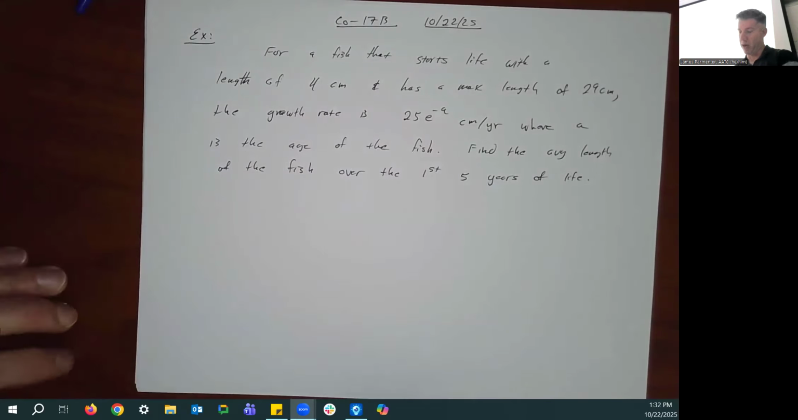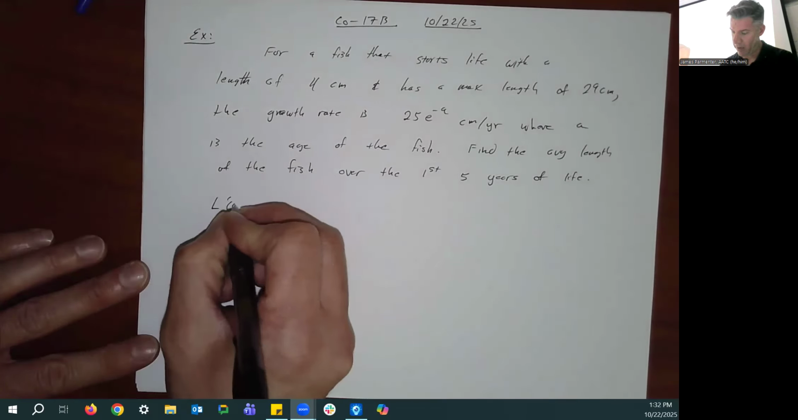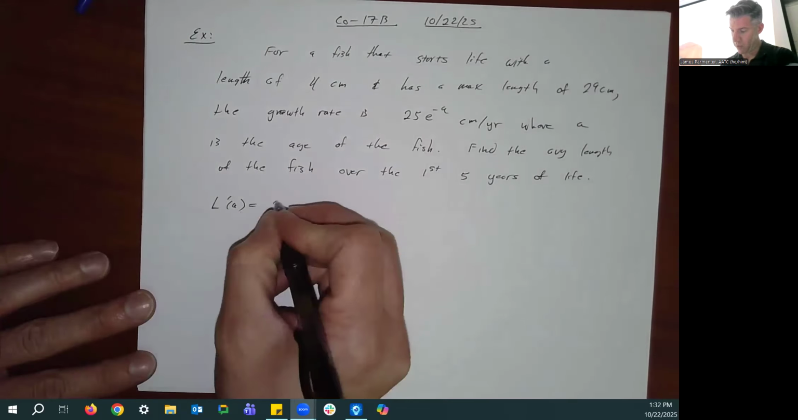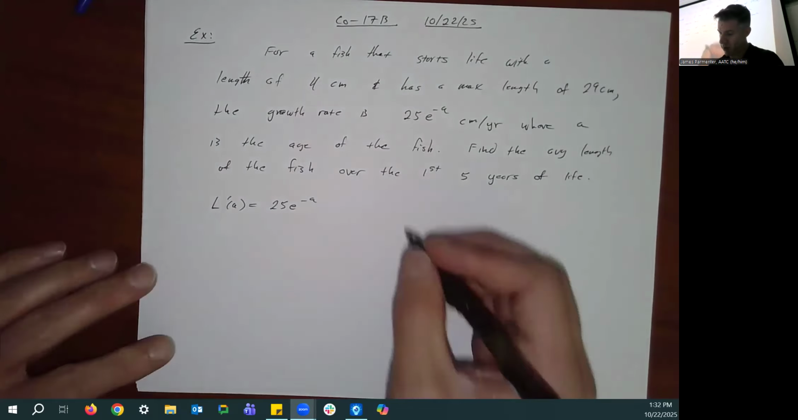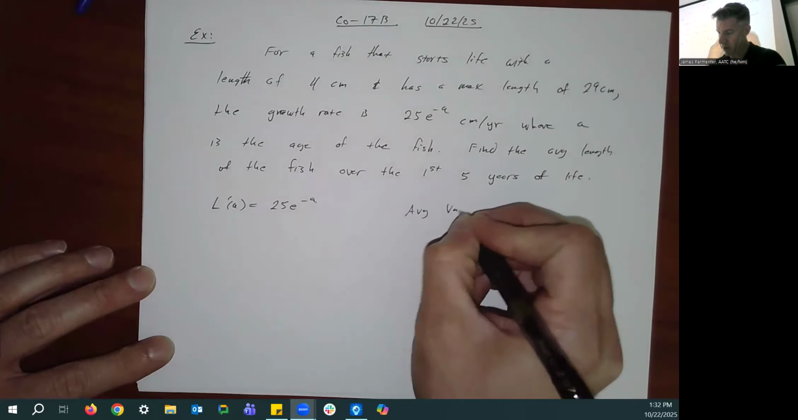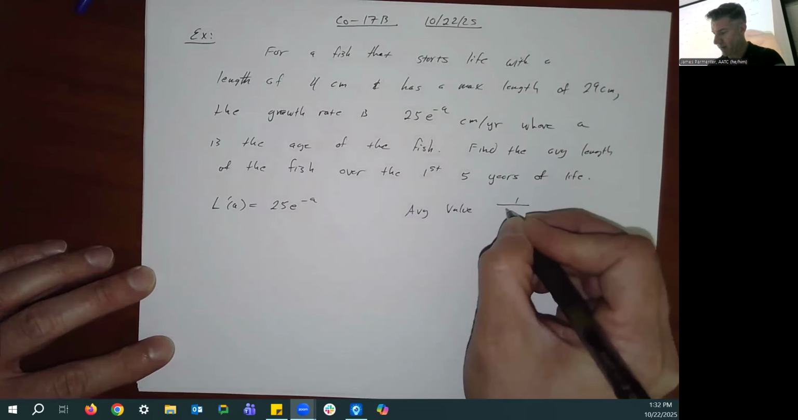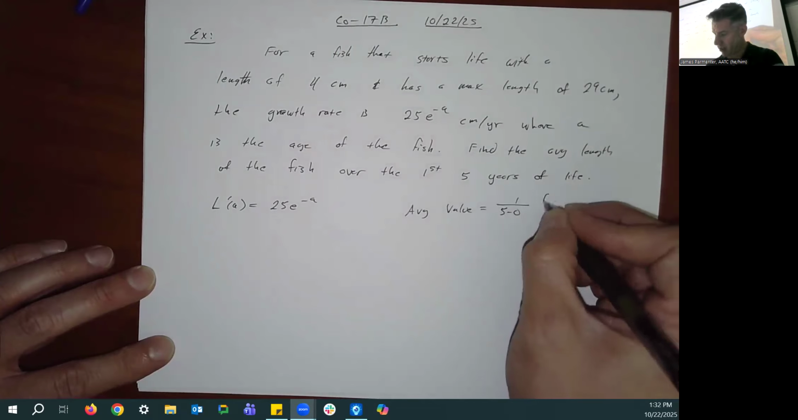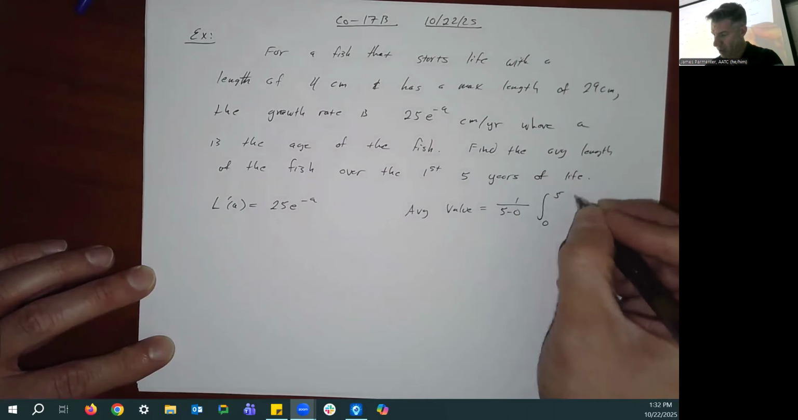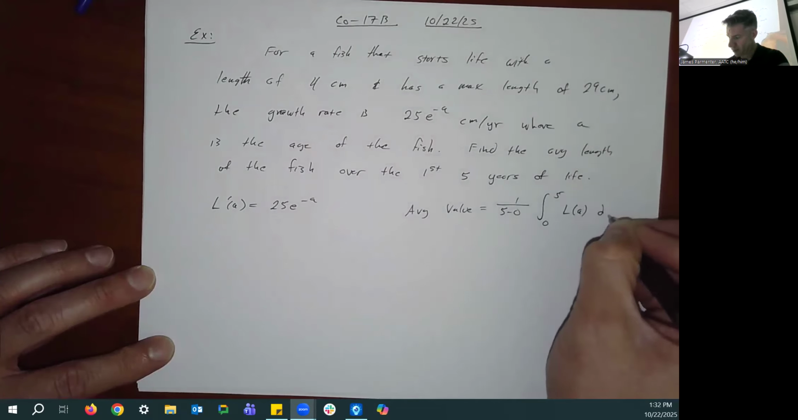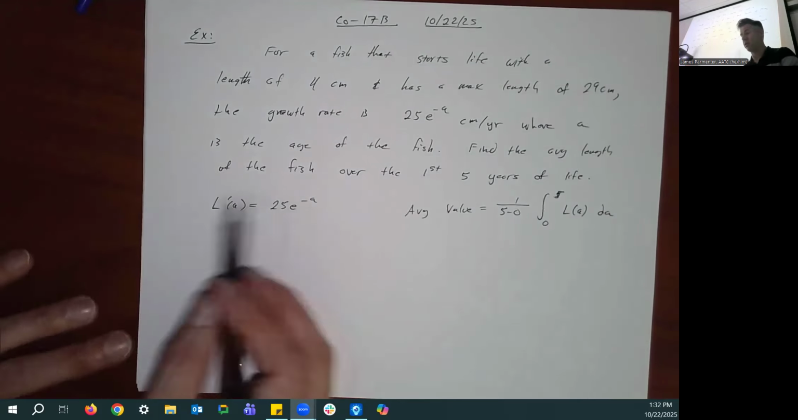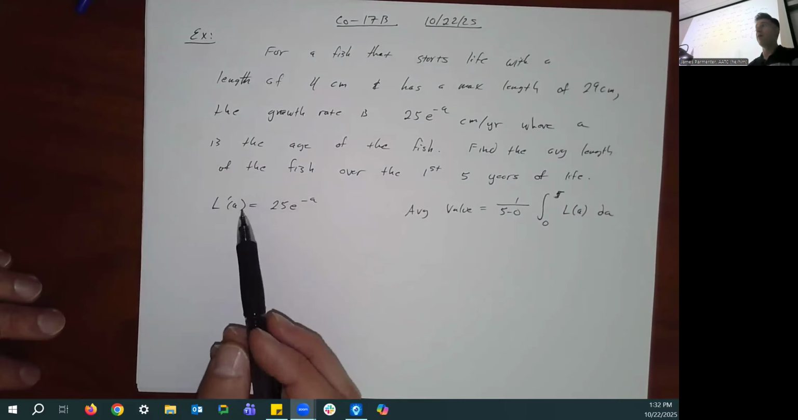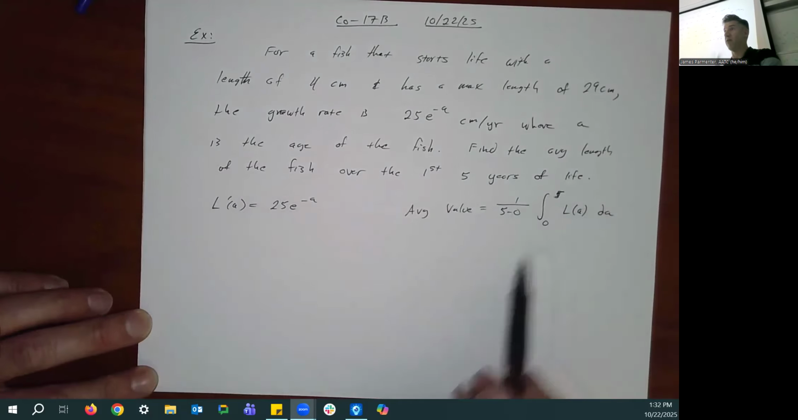So what they actually gave us was L prime of A, which is 25 e to the negative A. And to find the average value is going to be 1 divided by 5 minus 0 times the integral from 0 to 5 of your actual length function, which we don't know yet. So this problem is actually going to require essentially anti-differentiating twice. We're going to have to anti-differentiate this derivative to find the length function, and then do this process over here to find the average value.